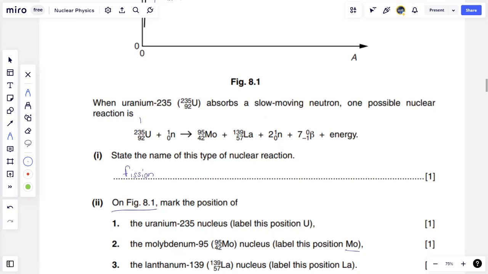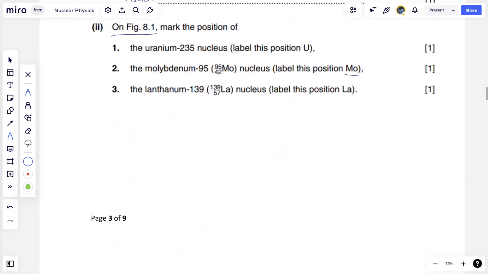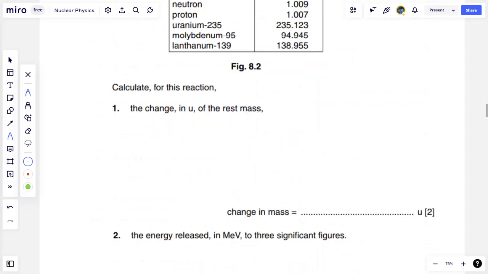Remember, we have a heavy atom becoming lighter ones, and that's how we know it's fission. Now I know that the mass on the left-hand side is probably going to be bigger. Let me find the mass on the right-hand side.